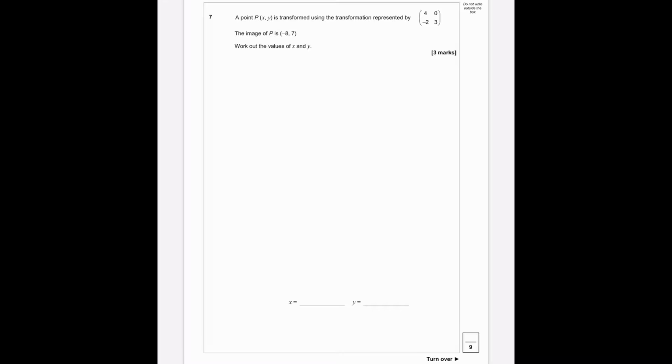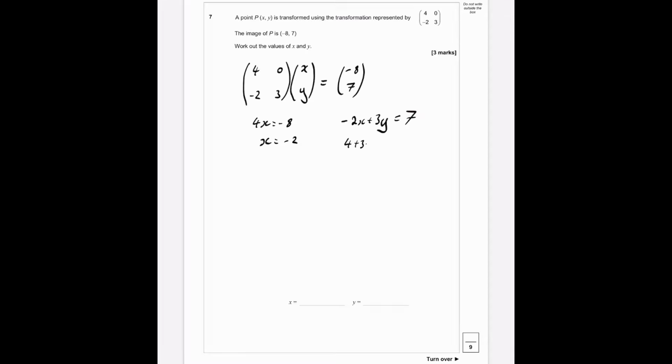Question 7, matrix multiplication. Carrying out the operation 4, 0, minus 2, 3 on x, y gives us minus 8, 7. Looking at the calculations, carrying out the top multiplication, 4 times x plus 0 times y equals negative 8. So 4x equals negative 8, x must be negative 2. And then carrying out the bottom calculation, minus 2 times x plus 3 times y equals 7. We know x is negative 2, so I can substitute that in. 4 plus 3y equals 7. 3y equals 3, y equals 1. x equals negative 2, y equals 1.